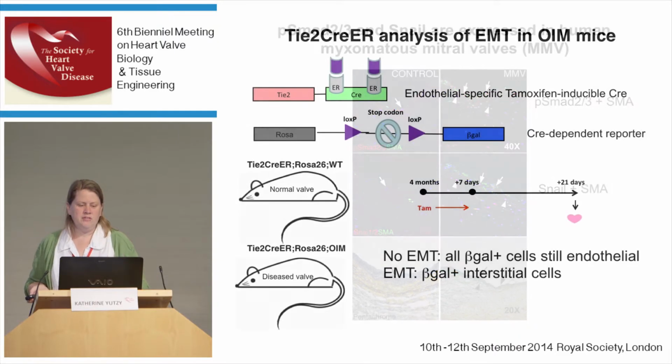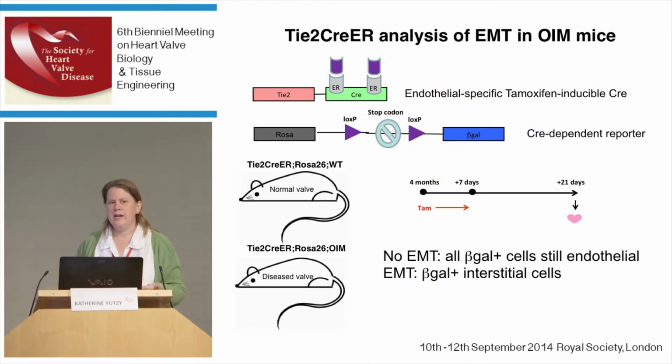So I've shown you a lot of descriptive data, but I think to really nail down if there's actually an endothelial mesenchymal transition, we have to do a lineage analysis. And so we've gone back to the osteogenesis imperfecta mice. This is a little bit complicated, but basically we use a genetic approach where we express TIE2, an endothelial specific CRE in a transgenic mouse. And this is an estrogen receptor fusion, and so it will only get activated when the mice have been given tamoxifen.